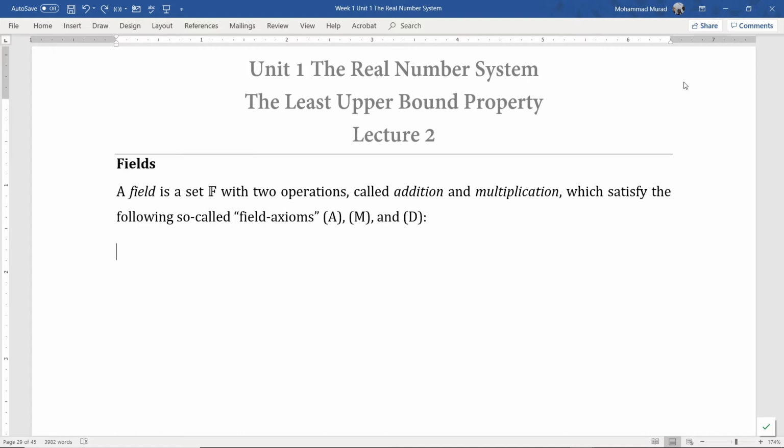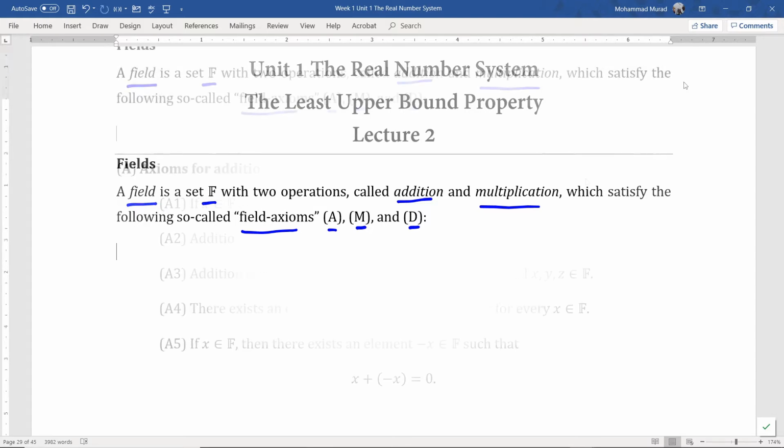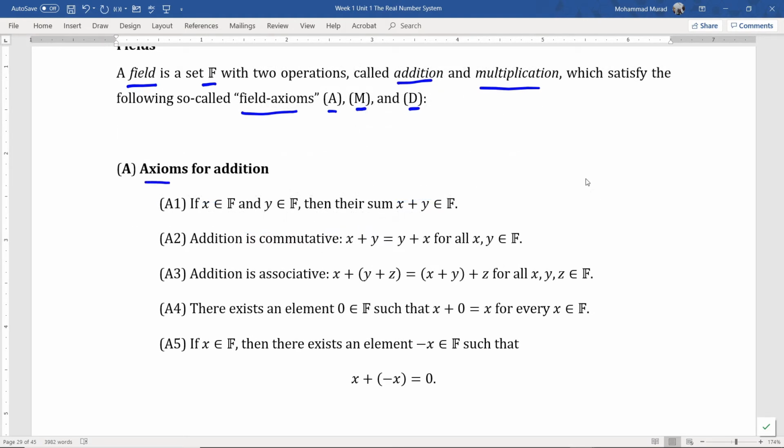A field is a set F with two operations called addition and multiplication, which satisfy the following so-called field axioms: A, M, and D. Here A stands for axioms for addition, M stands for axioms for multiplication, and D is the distributive law, which combines the operations addition and multiplication. Axioms for addition.